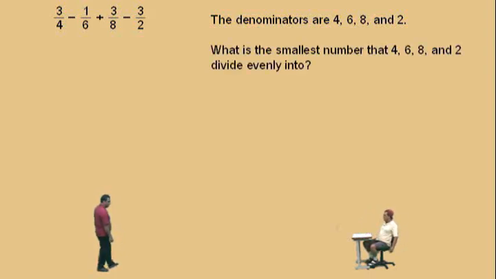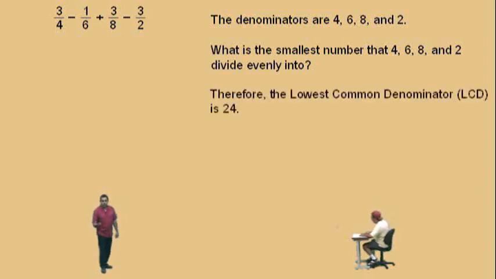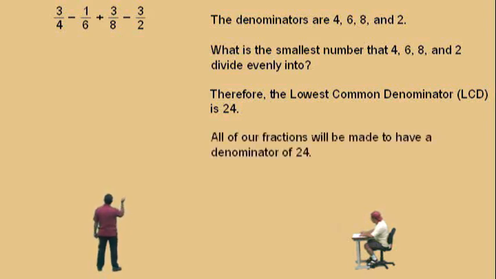Now, what is the smallest number that 4, 6, 8, and 2 divide evenly into? 23 million? No, it's not, Charlie. I'm going to help you out with this. It's actually 24. 24 is the one that works. Now, there are some other techniques for finding the lowest common denominator. You can talk to your facilitator, teacher, your parents, your children, and they can show you techniques. But anyway, it's 24. If we know our times tables, we're fine. Okay, Charlie. So our lowest common denominator is 24, and all of our fractions can be written with that denominator.